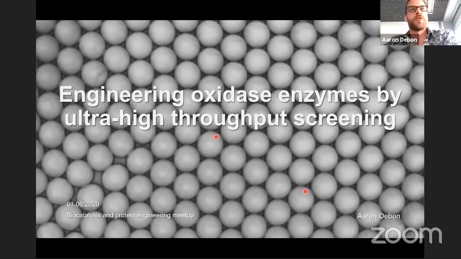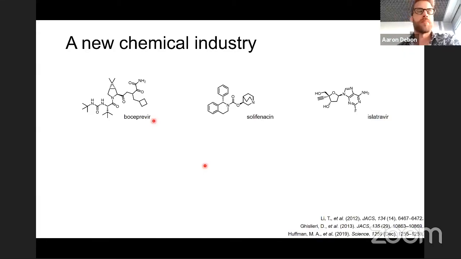And first, I'm going to show you 3 examples of compounds for which people have used oxidases to make building blocks. The first one, boceprevir, which is an HCV protease inhibitor. We have this bicyclic amine here, which the Turner lab and Merck have used MAO-N, so monoamine oxidase from Aspergillus niger variant, to desymmetrize this molecule with very high specificity.